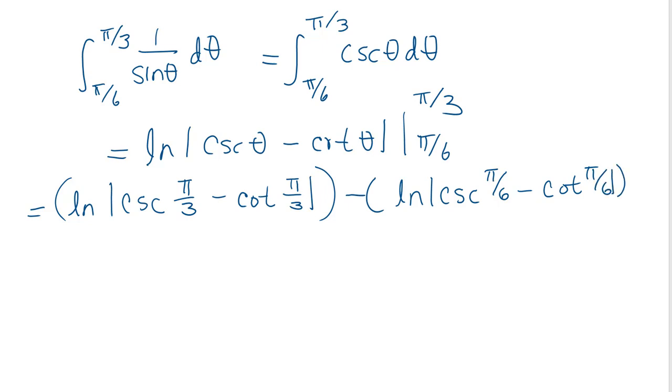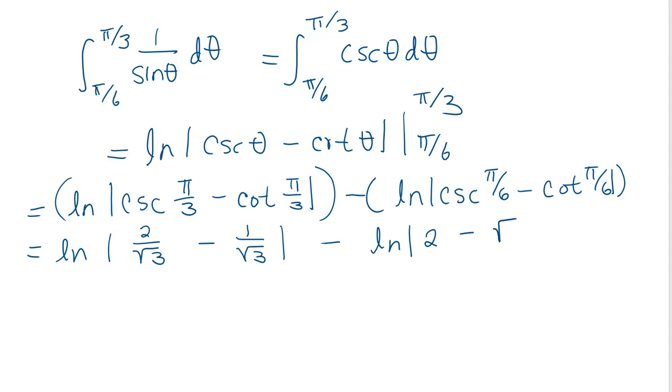Okay, let's compute. So this is going to be the natural log. The cosecant of pi over 3 is 2 over the square root of 3. The cotangent of pi over 3 is 1 over the square root of 3. And let's subtract. It will be the natural log. Cosecant of pi over 6 is just 2. And the cotangent of pi over 6 would be, let me think about that, square root of 3.